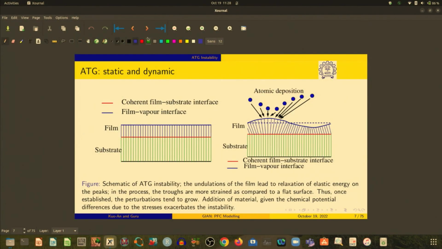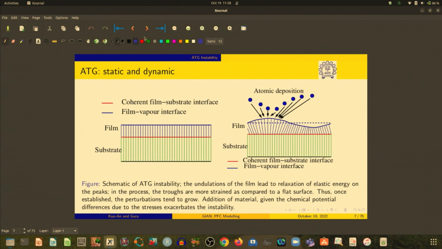Okay. So, we will primarily look at static ATG in this lecture, but I will point out some literature on dynamic ATG, and if you have an idea about these methodologies, then it is fairly easy to do it.